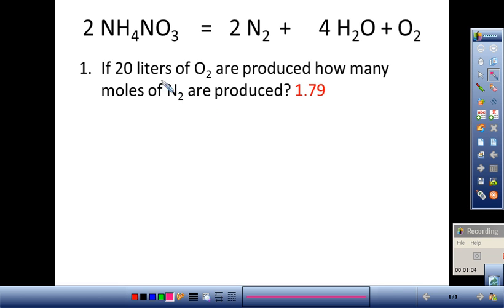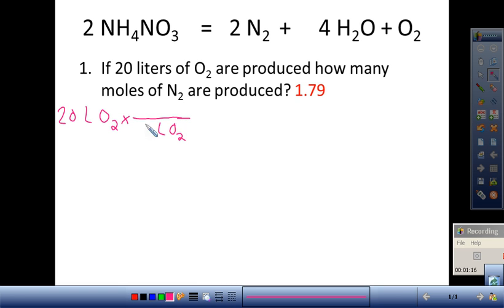So my first step here is I'm going to write the given. 20 liters of O2, that's a volume. I don't want liters of O2, so I'll put it down there. I just copy the units, never the numbers. The only thing I can change liters to is moles. And if I'm in O2, I have to have O2 up here as well.